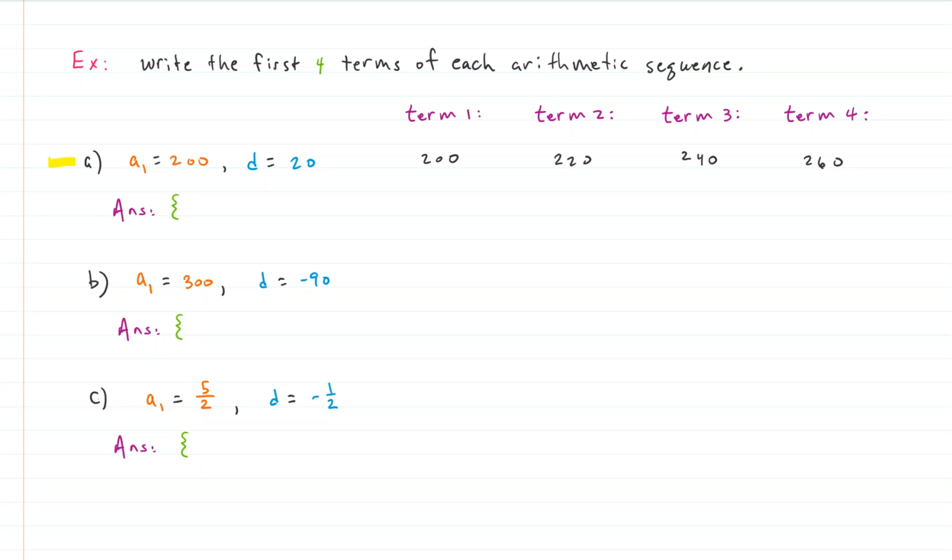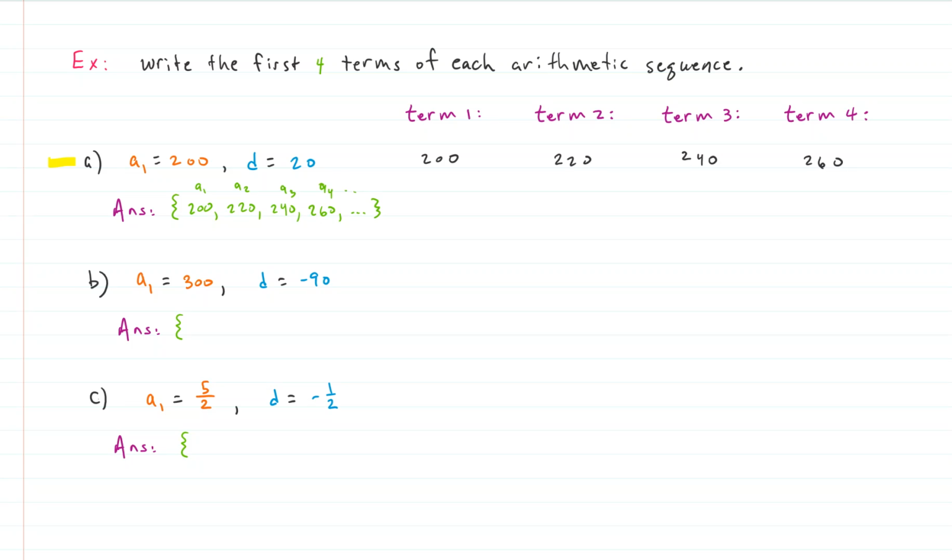So my terms then are 200 as my first term, 220, 240, 260, and it keeps going, but we don't know what the other ones are. We're not finding them at the moment. So those are the first 4 terms. And again, this is a sub 1, a sub 2, a sub 3, a sub 4, and so on.